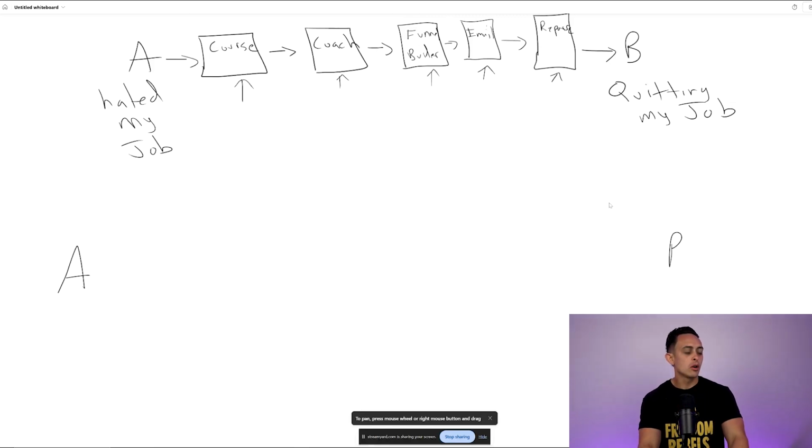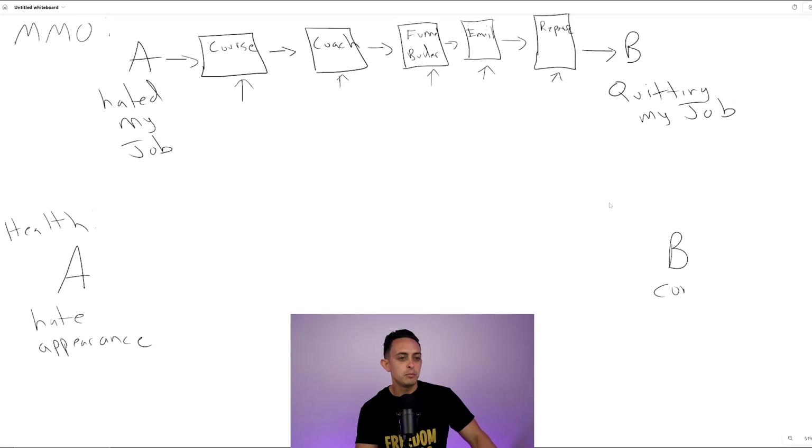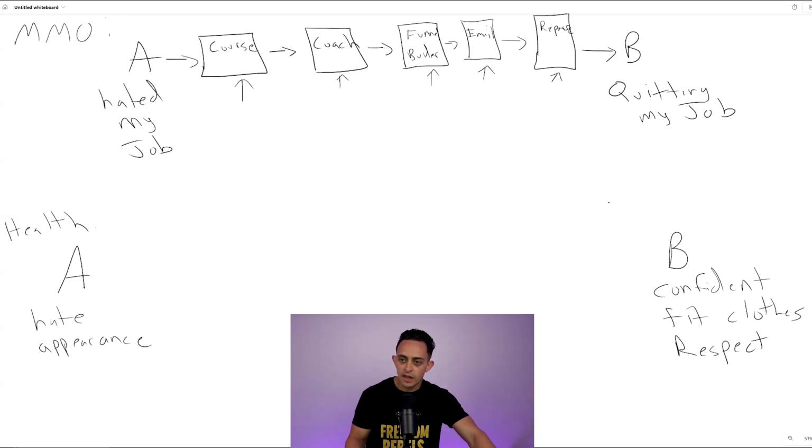So let's just say we're creating an A to B map for someone in health and fitness, right? So for this top one is make money online or affiliate marketing, and this is health and fitness, okay? We'll just put health. So let's just say for health, someone is at point A, they hate the way they look, right? And B, they want to be confident, fit in their clothes, and have respect, right? Maybe something like that. Not necessarily like have a six pack, but what are the things that will do, right?